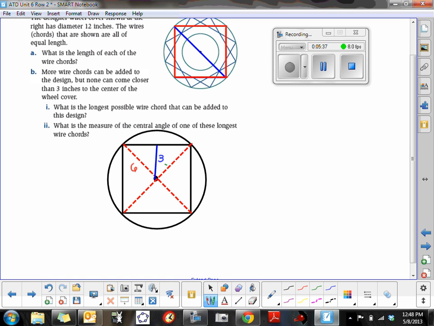We want to find this central angle. That's what they're asking us for. What is the measure of the central angle of one of these longest wire chords that's going to cut off this intercepted arc for this chord? So we want to find that angle. What we want to do is first break it down into the smaller right triangle that we had here. So if I want to find this angle in the right triangle, that's fine, because I'm going to use that to help us find the green one by doubling.